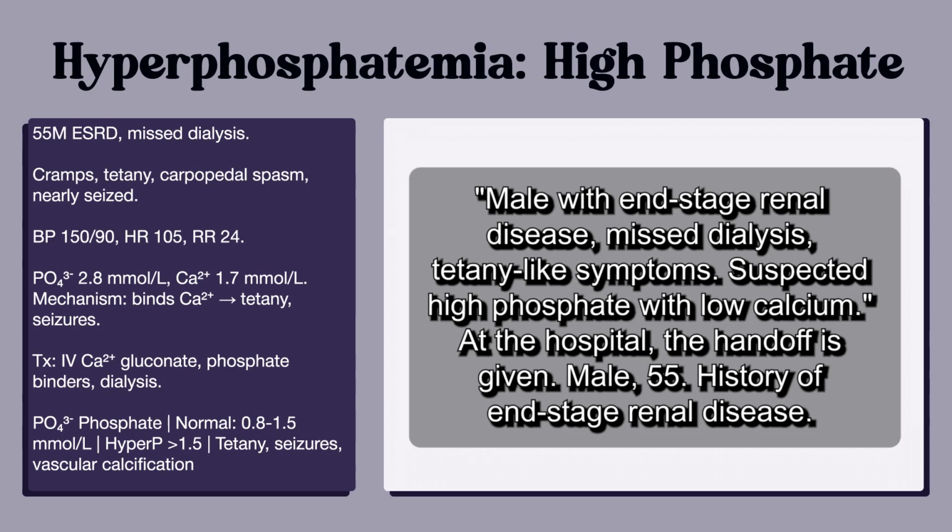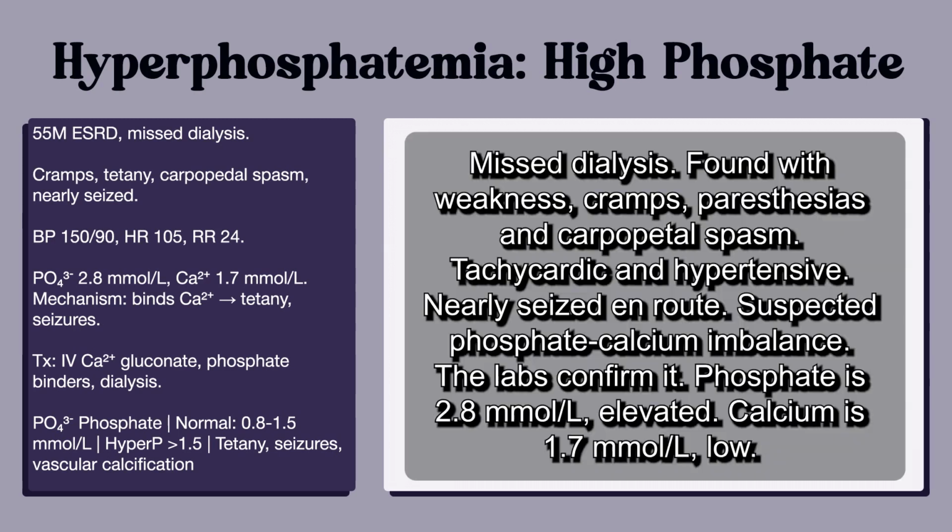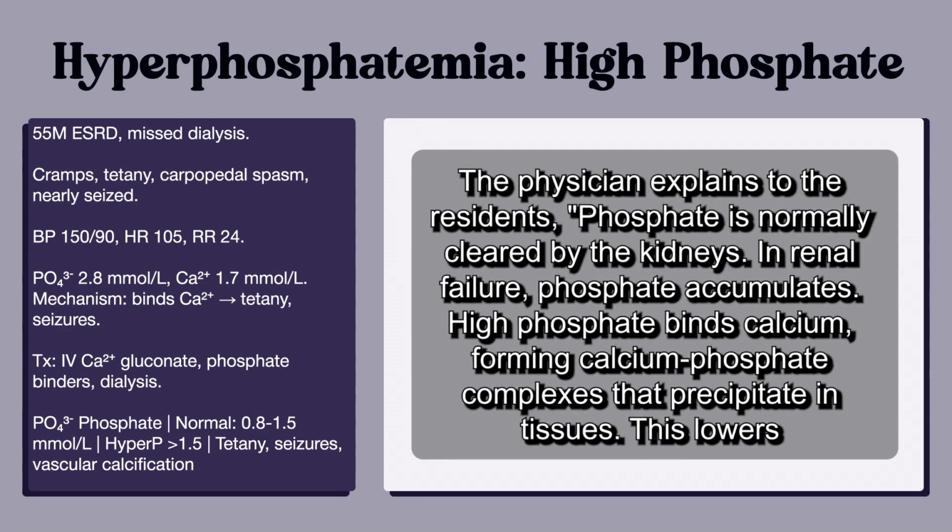At the hospital, the handoff is given. Male, 55. History of end-stage renal disease. Missed dialysis. Found with weakness, cramps, paresthesias, and carpopedal spasm. Tachycardic and hypertensive. Nearly seized en route. Suspected phosphate-calcium imbalance. The labs confirm it. Phosphate is 2.8 millimoles per liter, elevated. Calcium is 1.7 millimoles per liter, low.